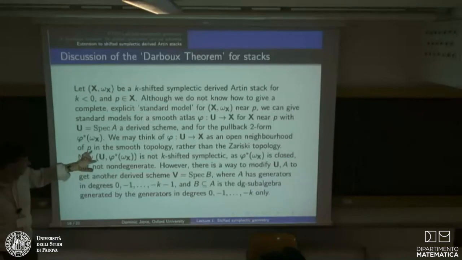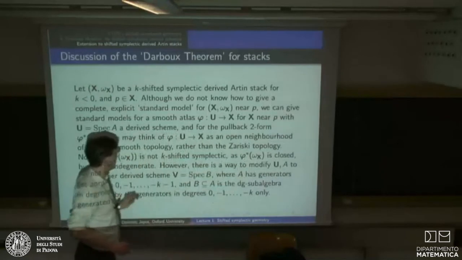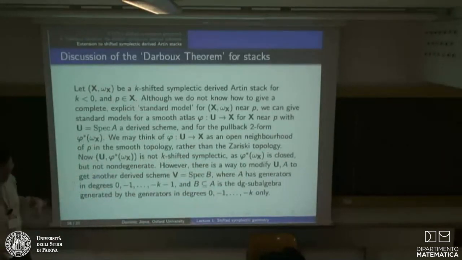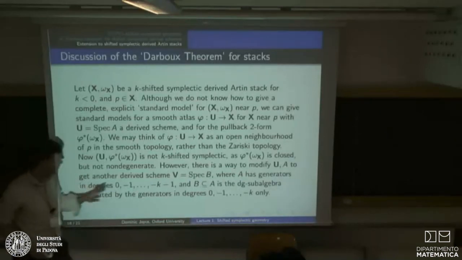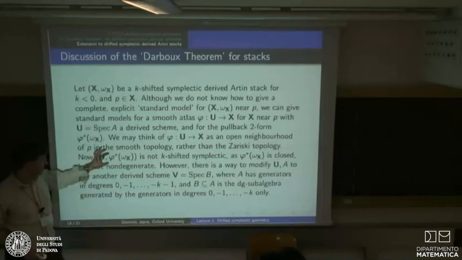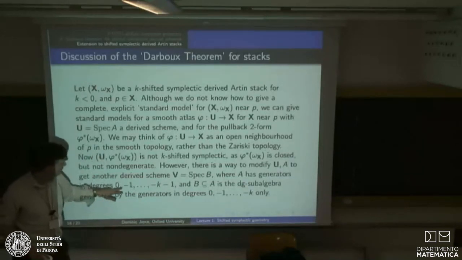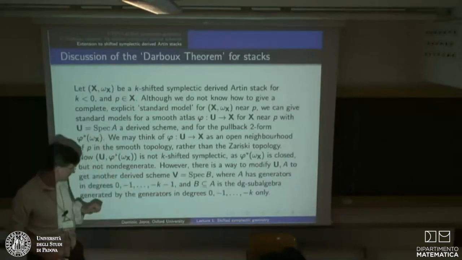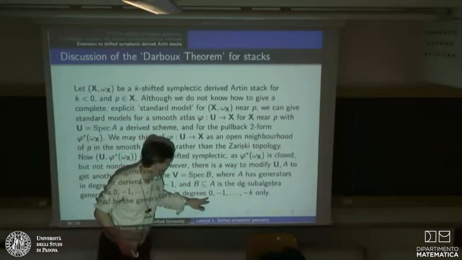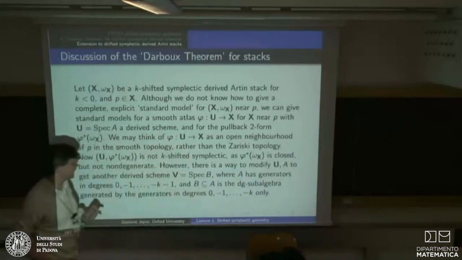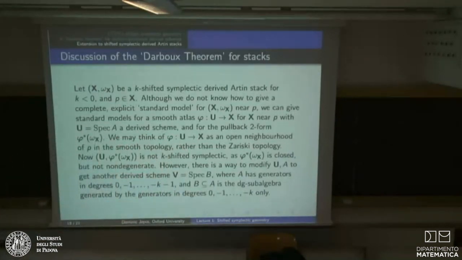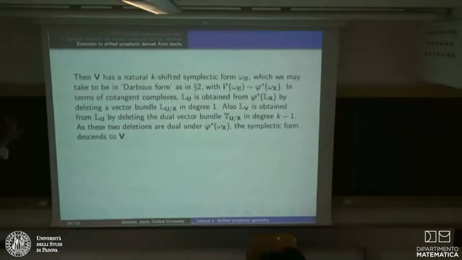Okay, but this atlas is not shifted symplectic, because although the pullback is a closed form, it's not non-degenerate. But you can modify it by kind of killing the lowest degree generators. So U is Spec A, where A has generators in degrees 0, minus 1, down to minus k, minus 1. If you just forget the generators in degree minus k, minus 1, and take B to be the things generated down to degree minus k, then you get something which is shifted symplectic. Okay, so then we get a shifted symplectic derived scheme.